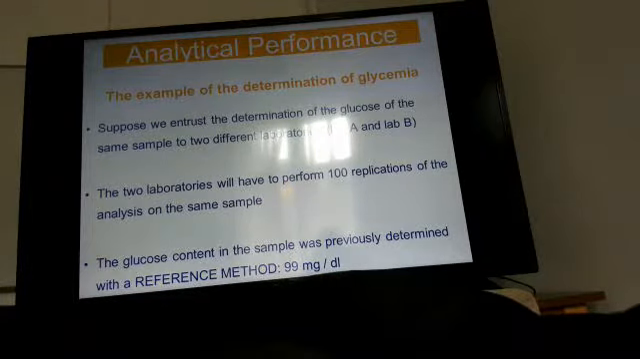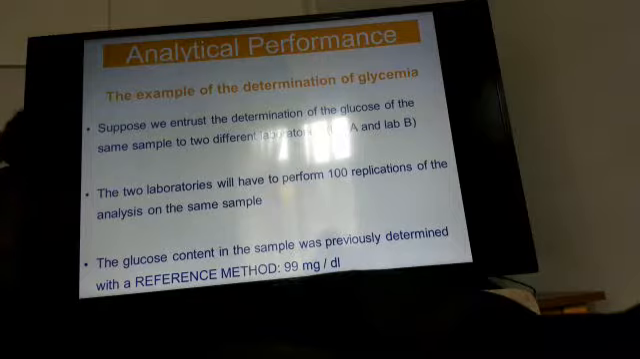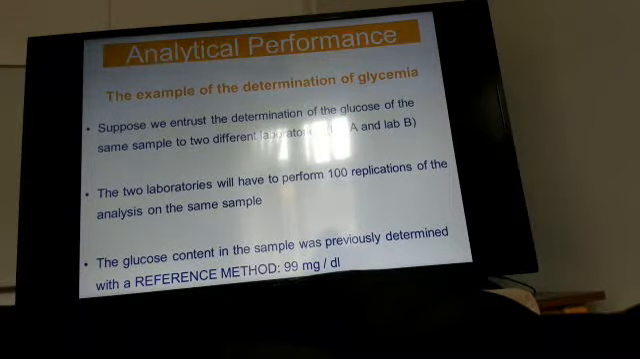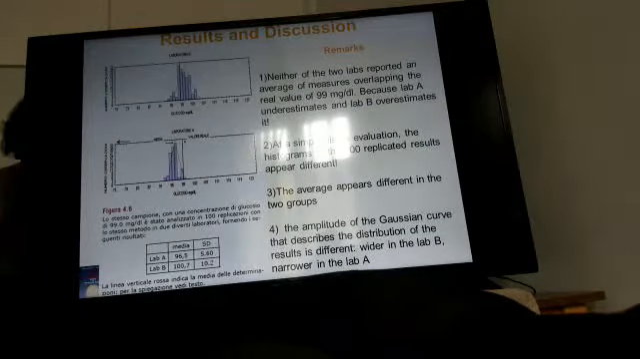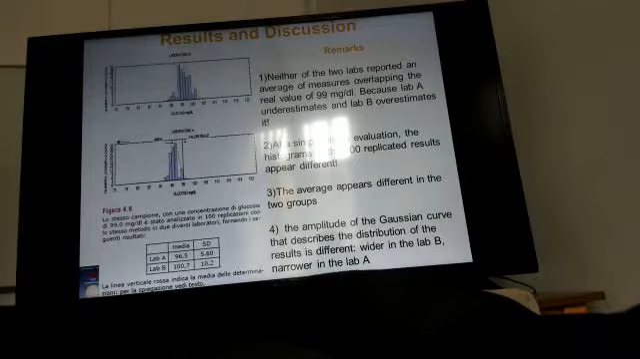sample. Because if they carry out multiple evaluations of the same sample, we can get information on whether they always over- or underestimate, so if they are inaccurate, and if the evaluations are similar, we can say whether they are precise or not. So, what is shown here? These are the results obtained by the two labs.